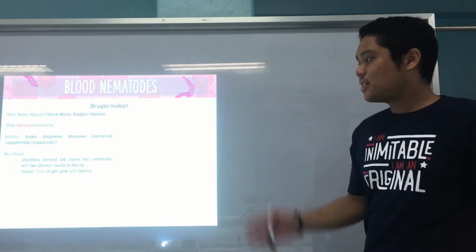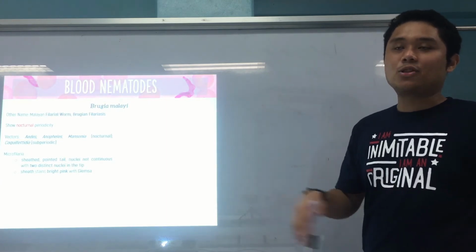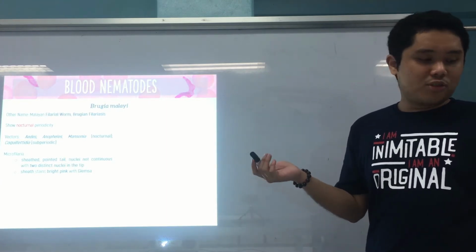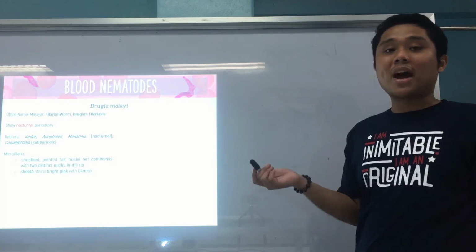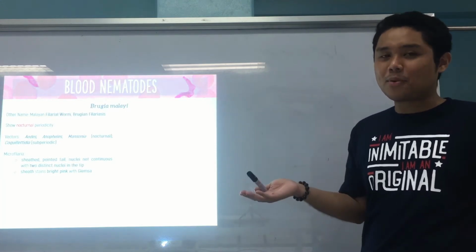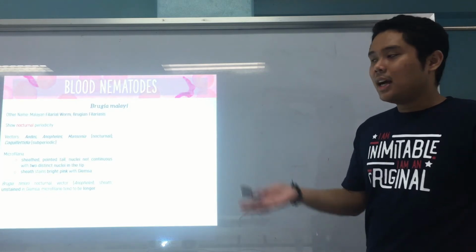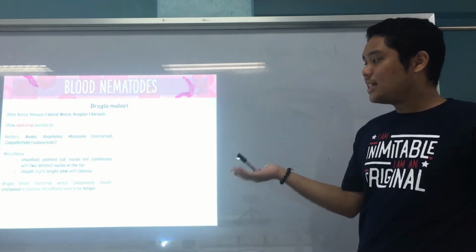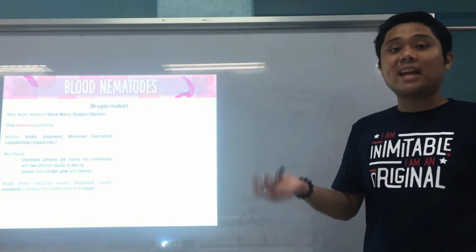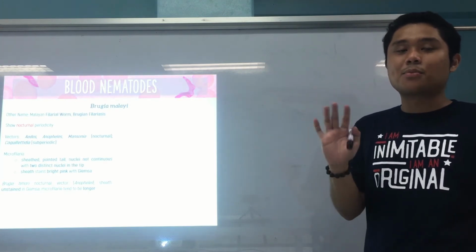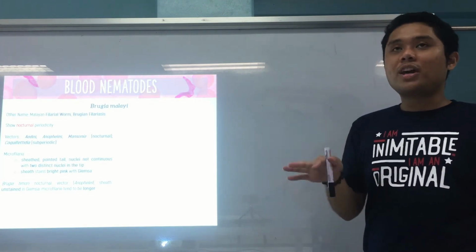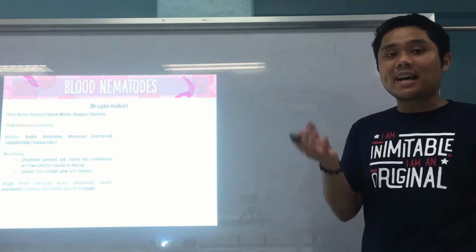The sheath stains bright pink with Giemsa. So if we stain the sheath with Giemsa, it will stain bright pink. Another species is Brugia timori. The vector is Anopheles, but the sheath will not be stained by Giemsa. That's the difference between Brugia timori and malayi. Brugia timori will not be stained by Giemsa on its sheath.